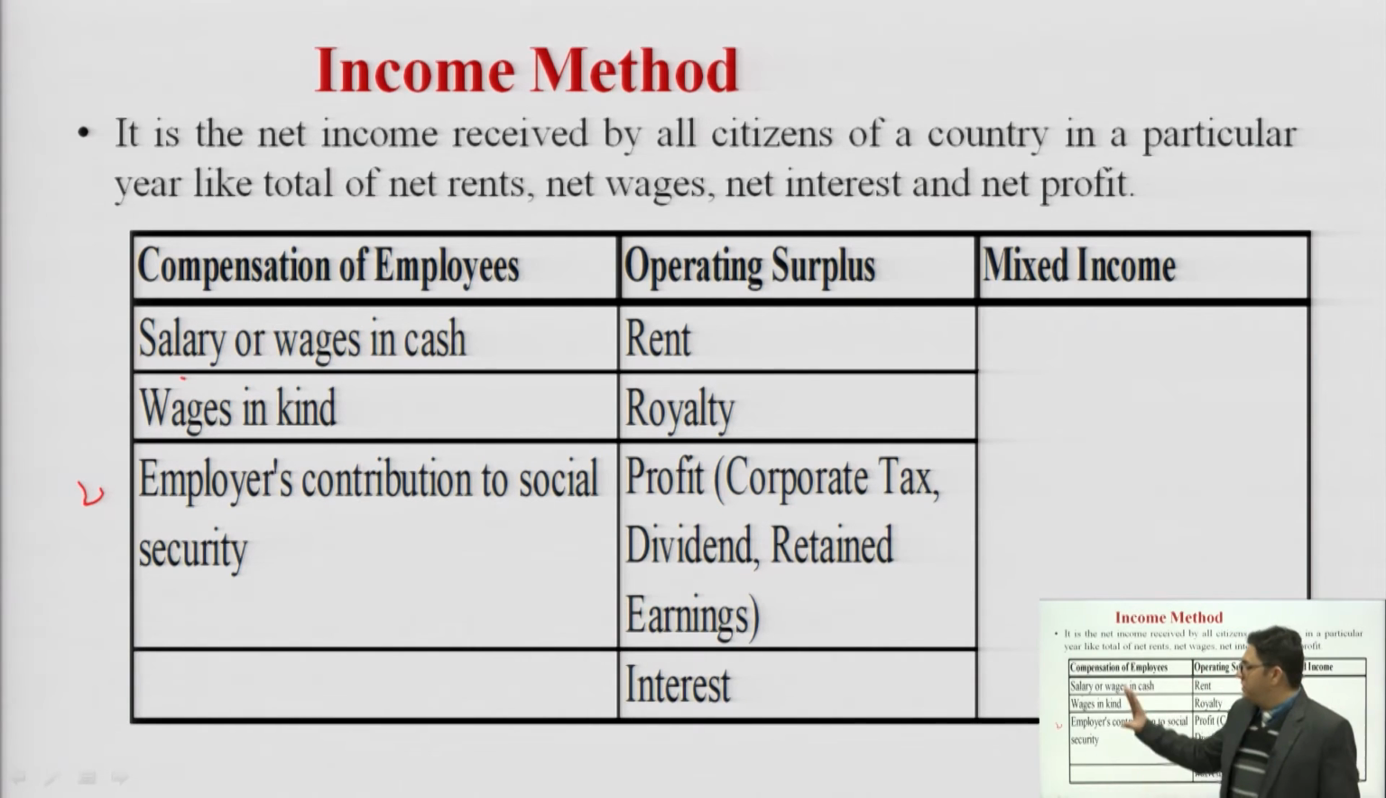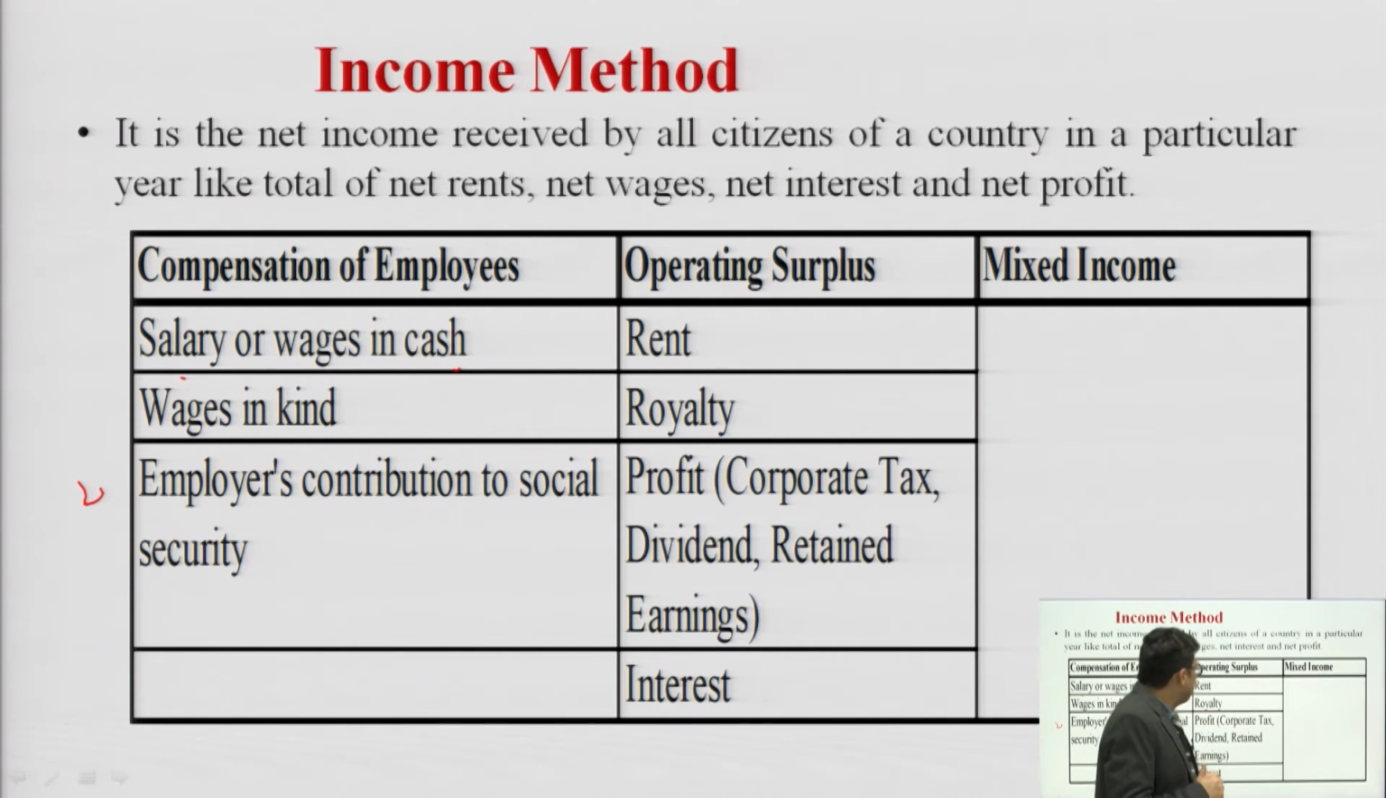So, these are the three components of compensation of employees: salary or wages in cash, wages in kind, and employer contribution to social security. Next, it is the operating surplus, that is rent, royalty, profit and interest. This is what we earn in return for services provided to the company. All these components have to be added while we are calculating national income through the income method.